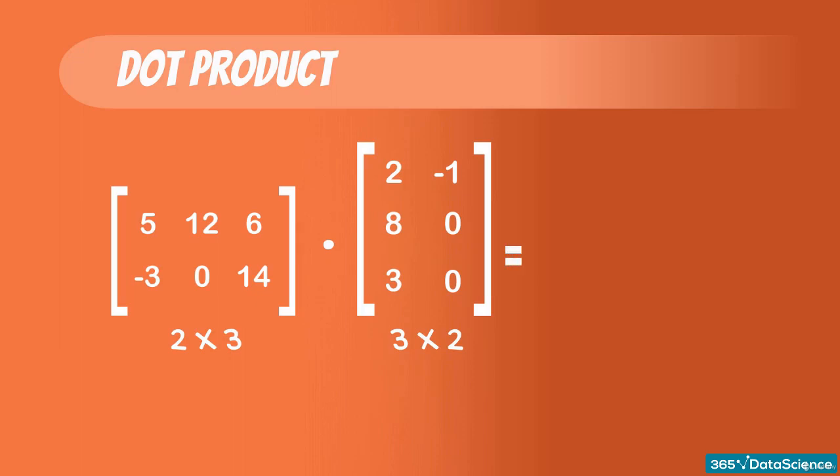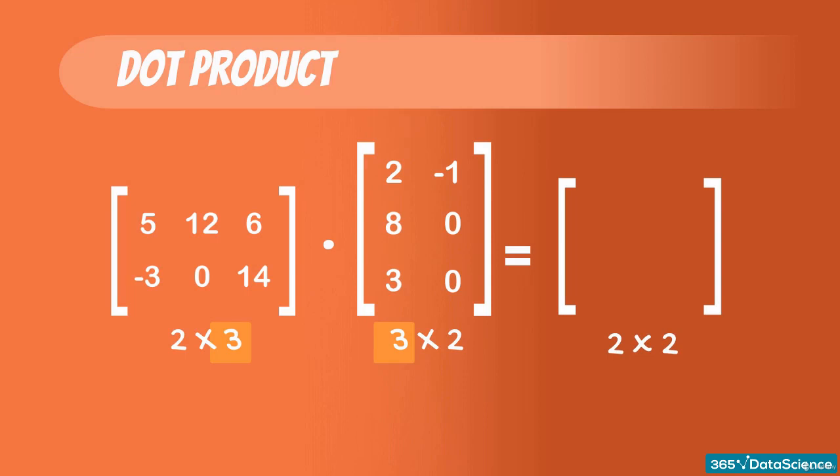The first thing we need to do is check their compatibility. 2 by 3 times 3 by 2. The forms are matching, so we are good to go. The next step is to find the shape of the output matrix. The matching dimension disappears, so the resulting shape is 2 by 2. Finally, we must do the multiplication itself.